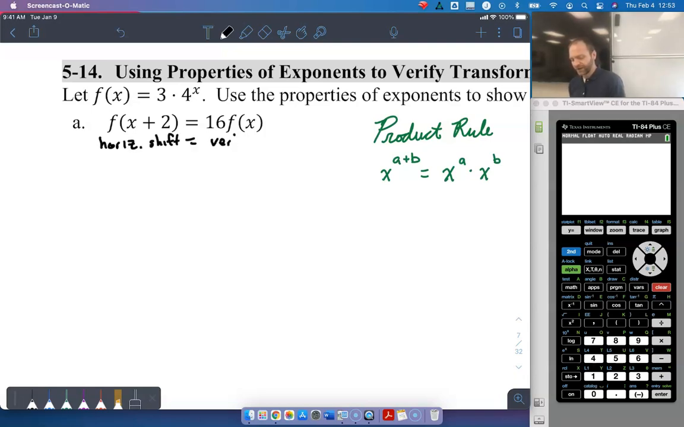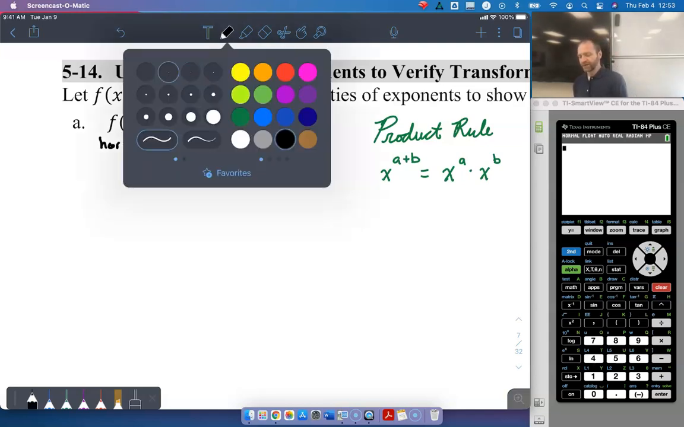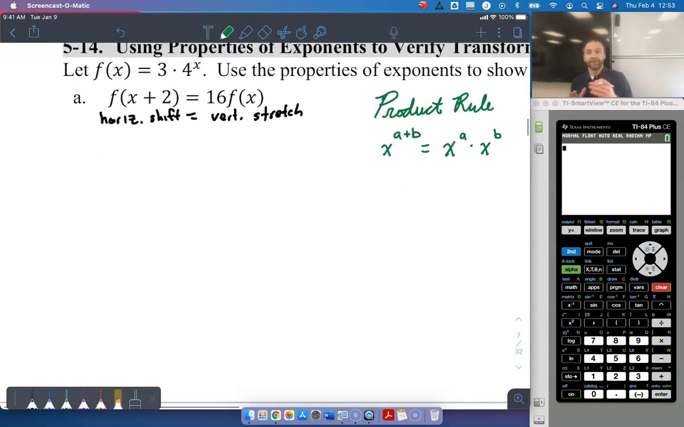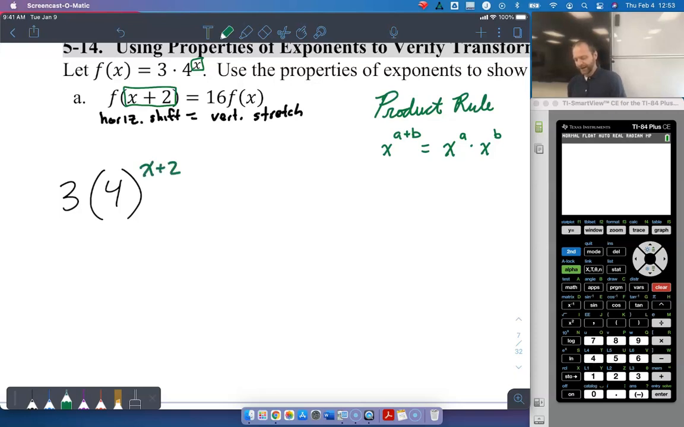equals a vertical stretch. Let's go back to what we're doing this entire lesson. X plus 2 is a horizontal shift. 16 times f of x is a vertical stretch. I want to prove those two are equal to each other. And so let's start. Well, my input now is x plus 2. So I'm going to input that in for my exponent. So I have 3 times, and I'm going to use parentheses, 4 to the x plus 2 power. And I want that to equal 16 times f of x.